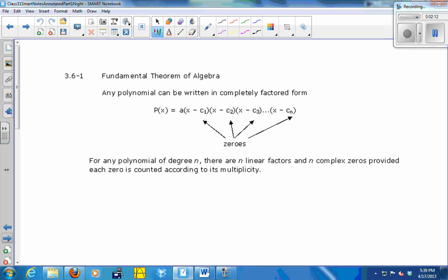So I can take any polynomial and write it in completely factored form, where each factor has the form x minus one of the zeros. And for a polynomial of degree n, there are going to be n linear factors. And there are going to be n zeros, complex zeros. So there's going to be some that are purely real, some that might have an imaginary part, but n altogether, n complex zeros.